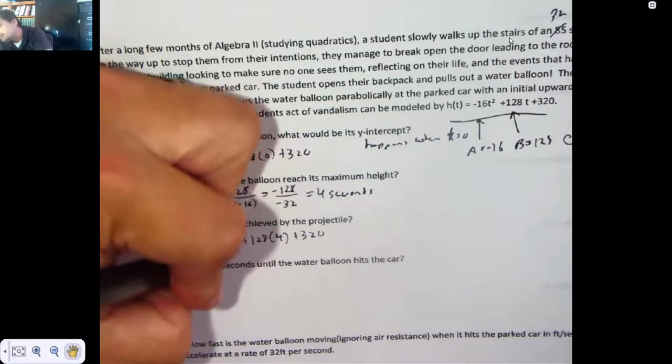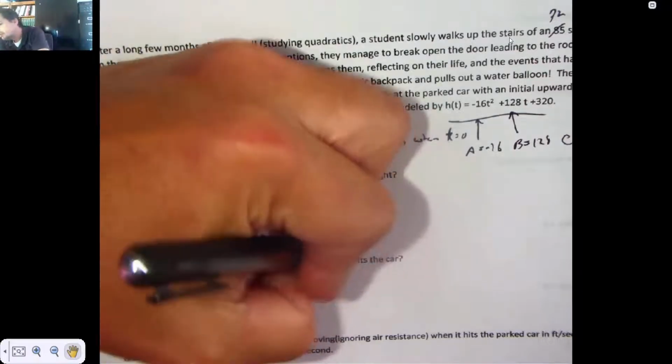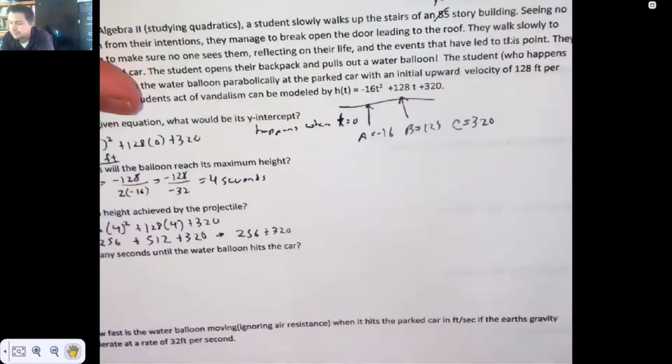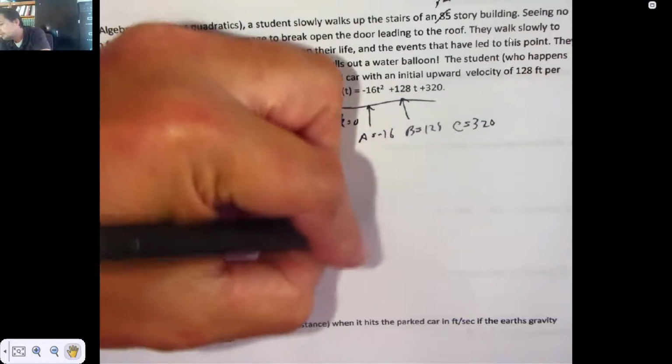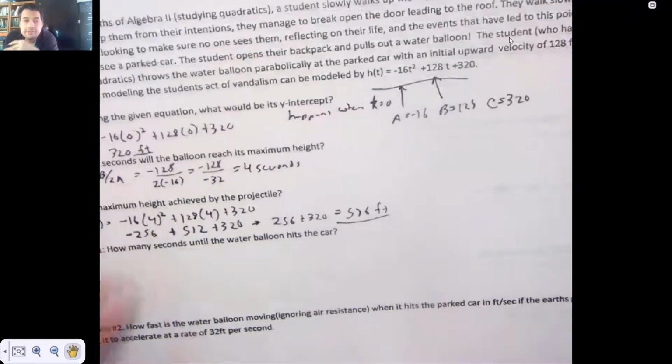This is going to be negative 256. This is going to be 512, and then 320. So I'm going to have 256 plus 320, which is 576. I'm sure somebody's checking me with a calculator. I don't know. 576 foot.